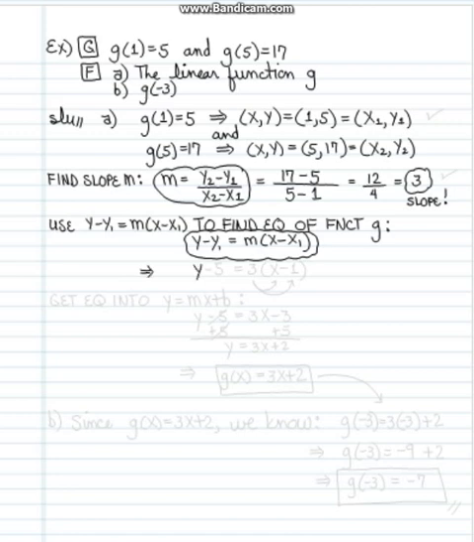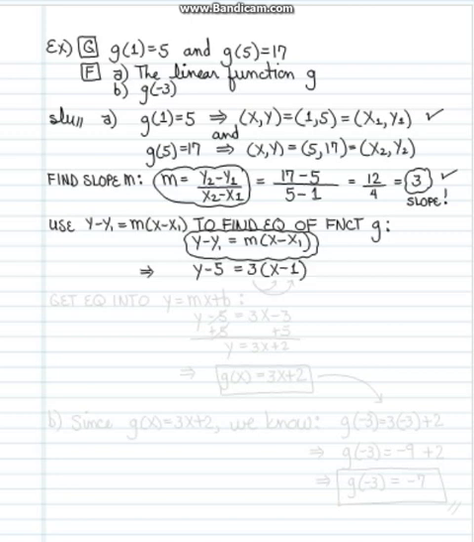Okay, bring down the y. We never substitute for y. Bring down the negative sign. Replace y sub 1 with what it's equal to. Up here we said that y sub 1 was equal to 5. Bring down the equal sign. Bring down the slope, which we found over here, times, bring down the x, we never substitute for x, bring down the minus sign, and then x sub 1 is the number 1.